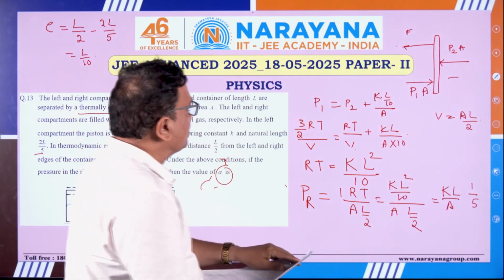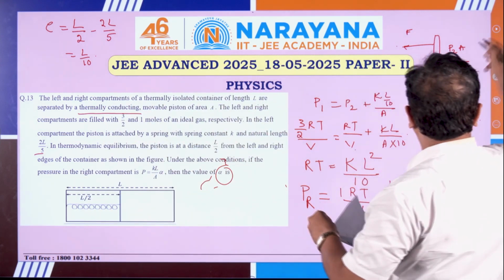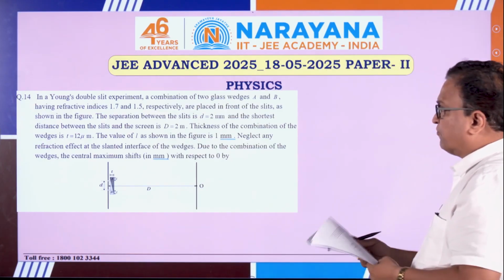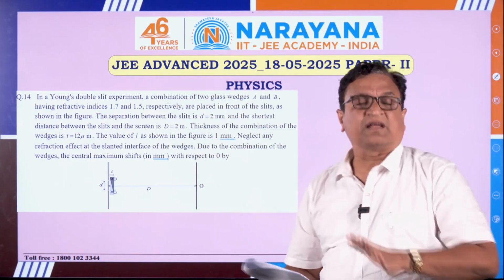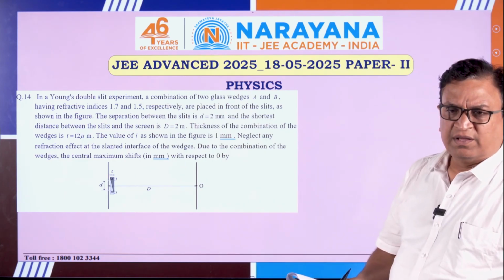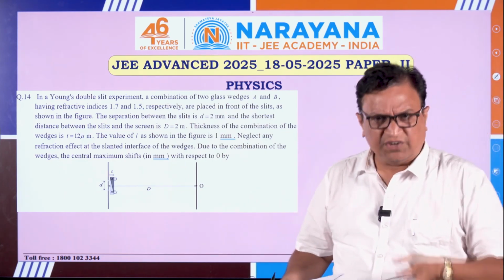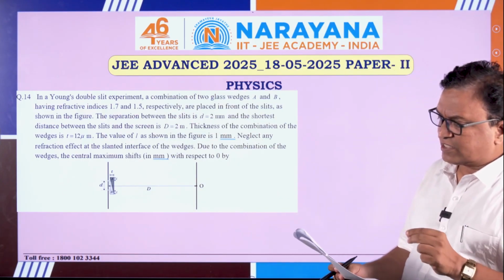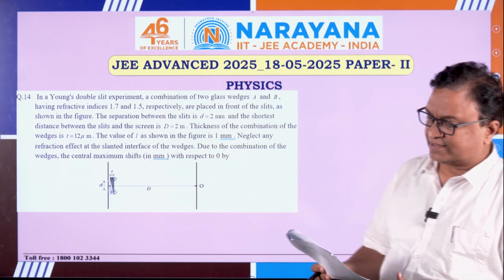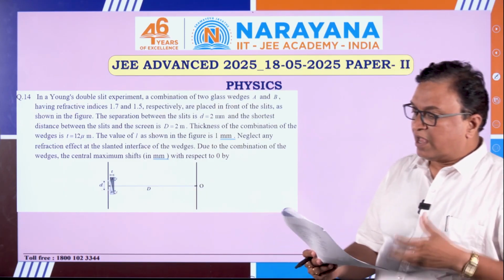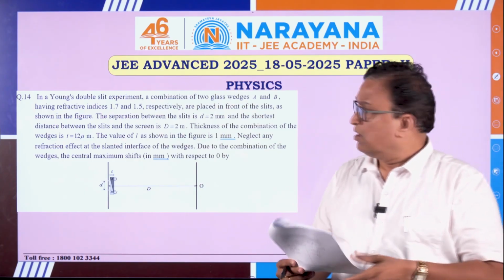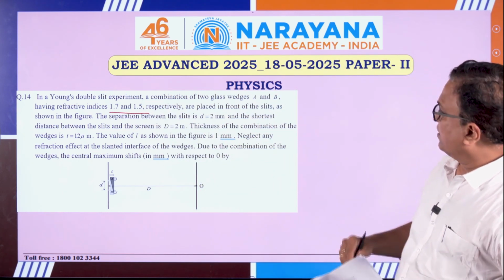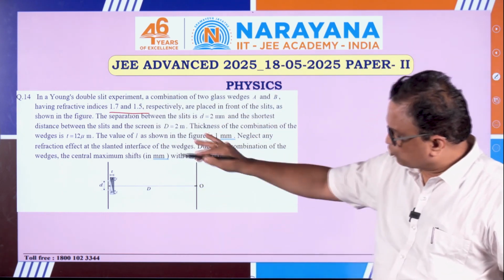And next comes question number 14. For question number 14, a detailed study is required for every student. It's not at all a difficult question. You need to read the question line by line. In Young's double-slit experiment, a combination of two glasses, actually wedges, A and B, having refractive indices 1.7 and 1.5 respectively, are placed in front of the slits as shown in the figure. I'll zoom it up later on.